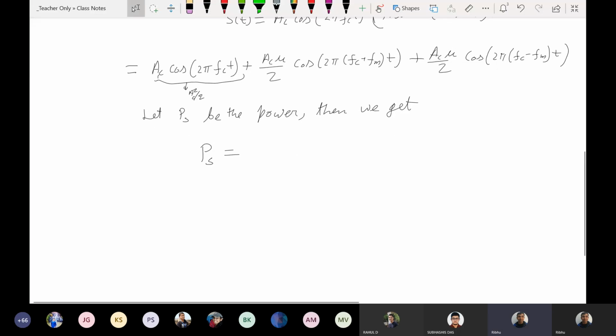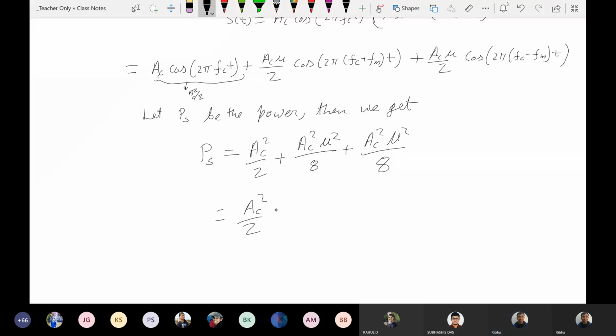AC square by 2 plus AC square mu square by 8 plus AC square mu square by 8 equals AC square by 2 plus AC square mu square by 4, which is AC square by 2 times 1 plus mu square by 2. Fine. This is the total power.